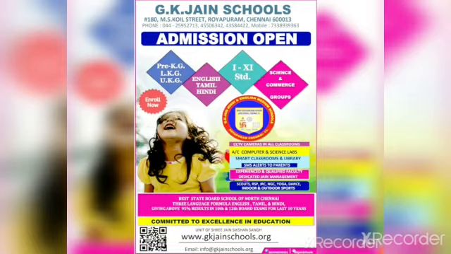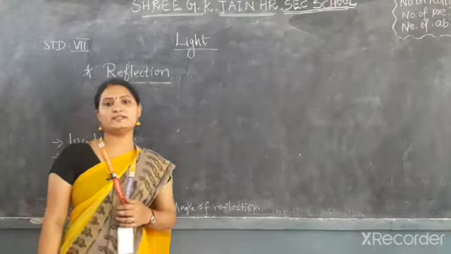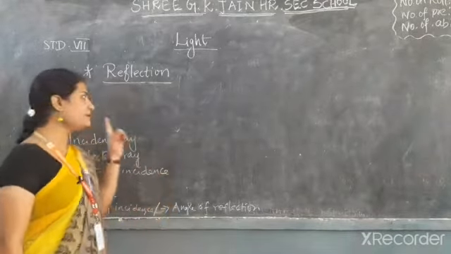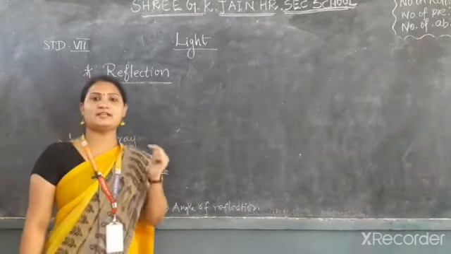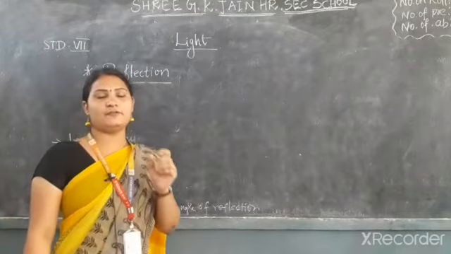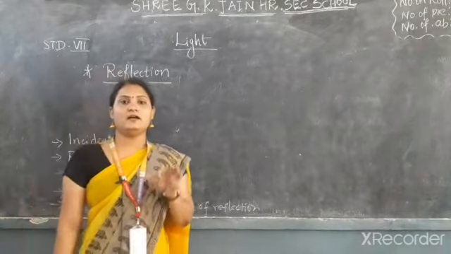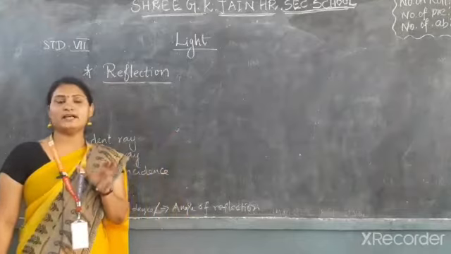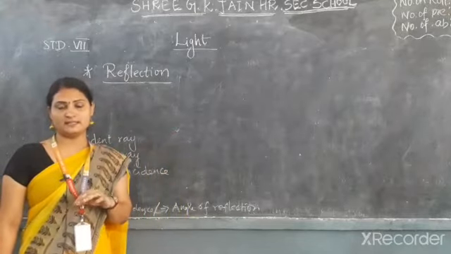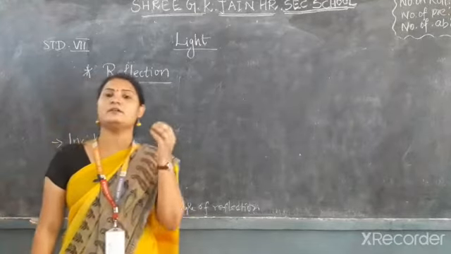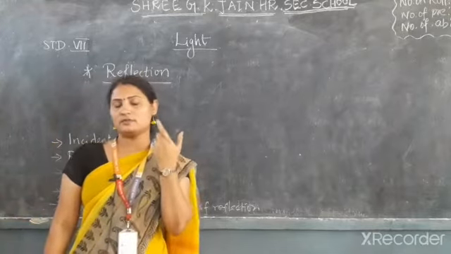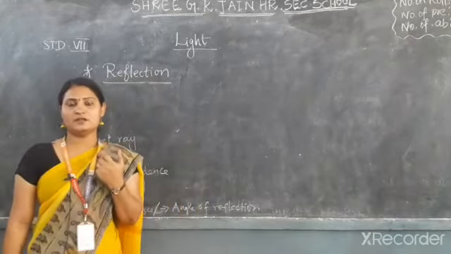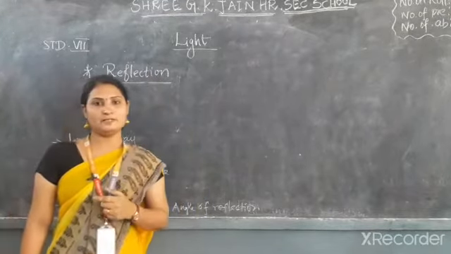Now I'm going to teach you about reflection of light. We are going to discuss the first property, that is the reflection of light. As I told you already, if you want to see things, the thing must reflect the light which falls on it, and that light should come towards our eyes. Only then will we be able to see things.